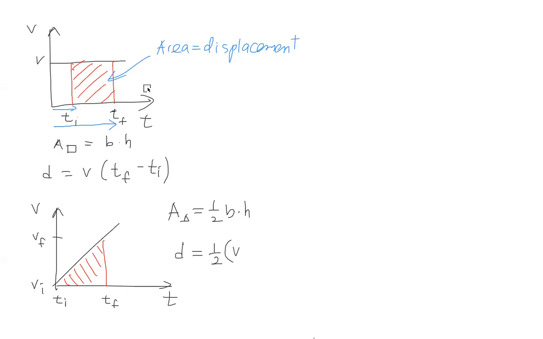So here I'm going to put V initial plus V final times T final minus T initial. So you may say, why is it not V final minus V initial? Because that's going to be like, say, the height of the triangle, right? But you will see why it becomes clear in just a little bit. So we're going to keep it like that. Let's try another example.